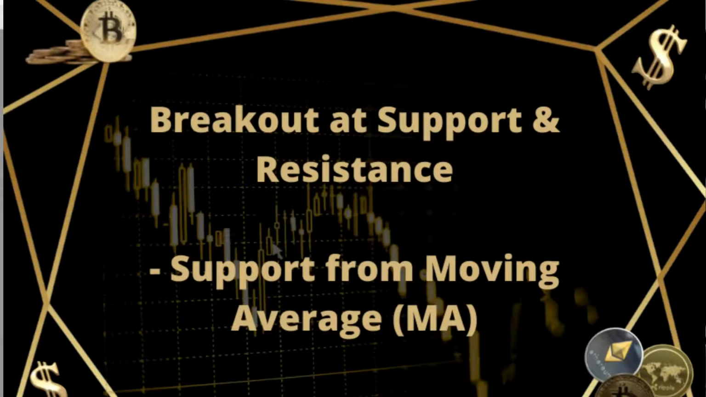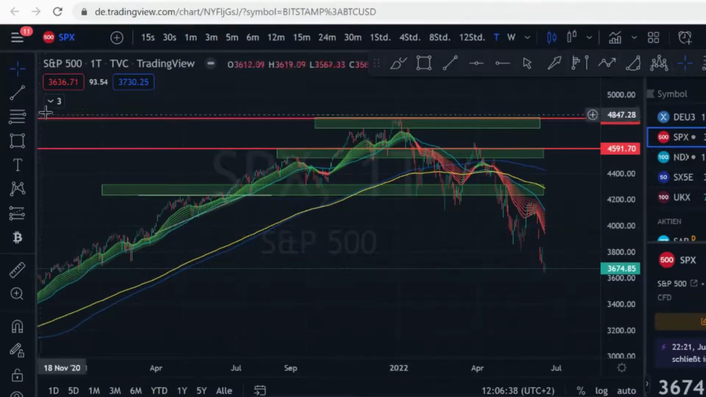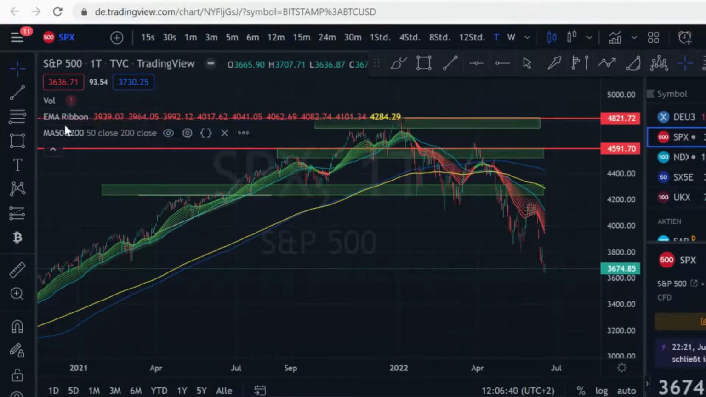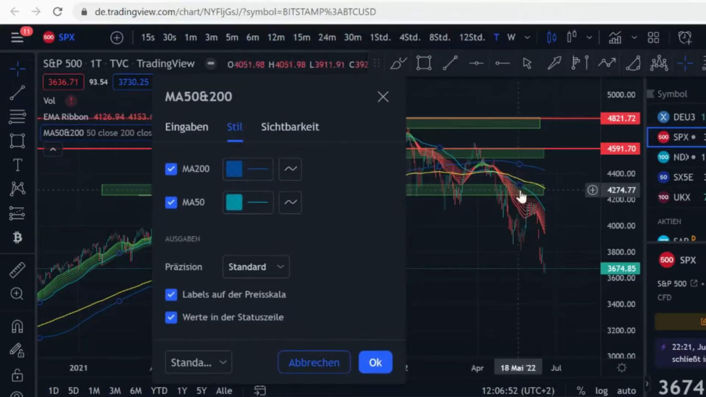The third thing is support from moving average. Let's look at this S&P 500. So I have right now here two indicators. First one is the EMA ribbon. The second one is the moving average. We have here right now the 50 and the 200 moving average. So the 50 is this, what is it? Light blue, green line, and the 200 is the dark blue line.